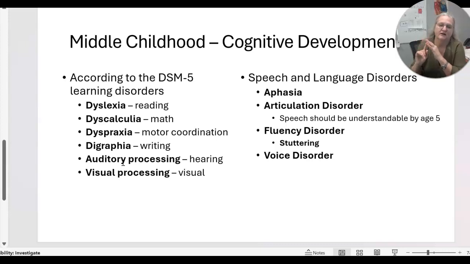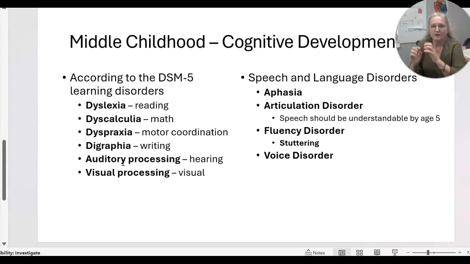Then we have auditory processing disorder, where people have trouble processing the things that they hear. Visual processing disorder, where children have trouble processing or recognizing patterns or things that they see.